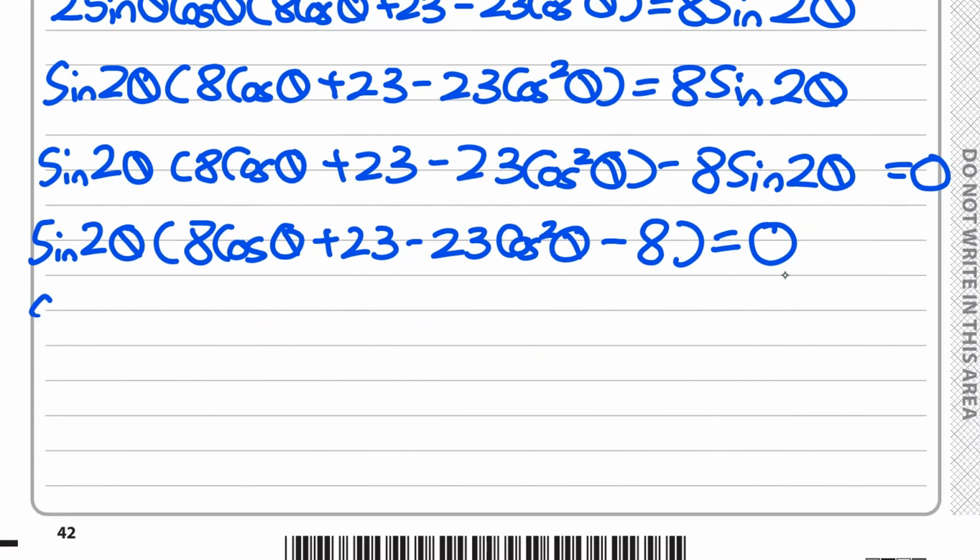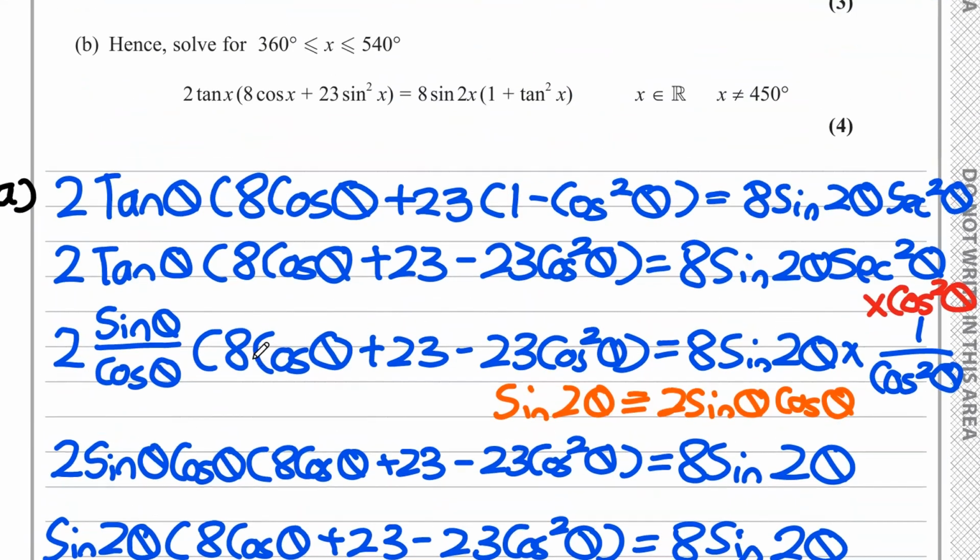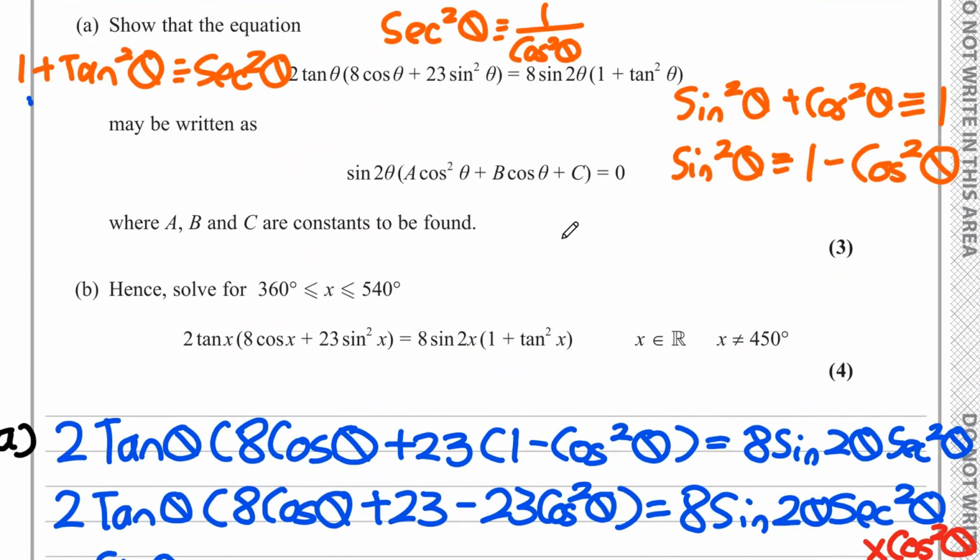So we can simplify this, so we have this sin 2 theta here. Now I'm going to write this kind of in the quadratic format, so I'm going to write the minus 23 cos squared theta first, and then plus 8 cos theta, and then 23 minus 8 is equal to plus 15, and this is equal to 0. And this here you can have as the final answer here.